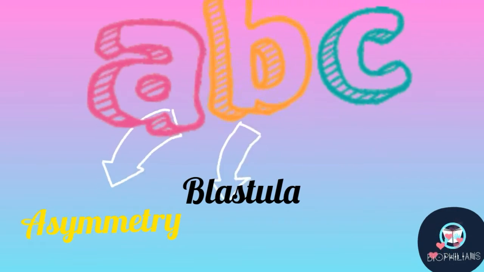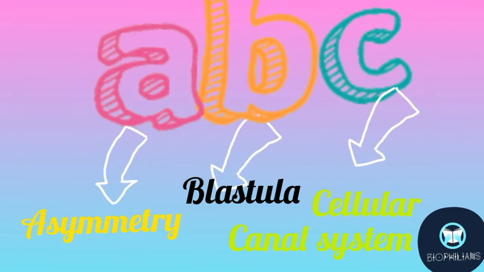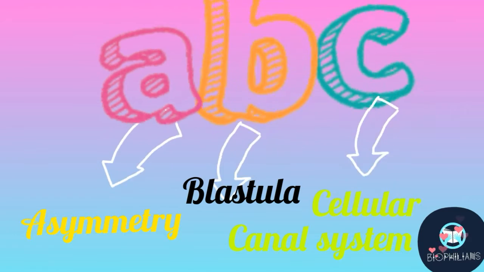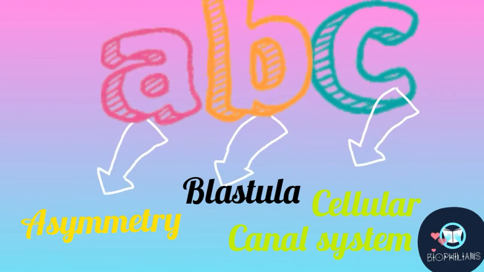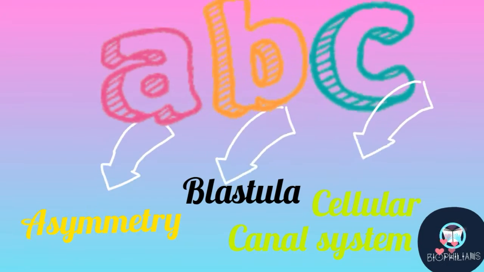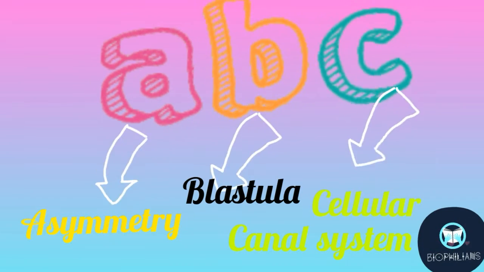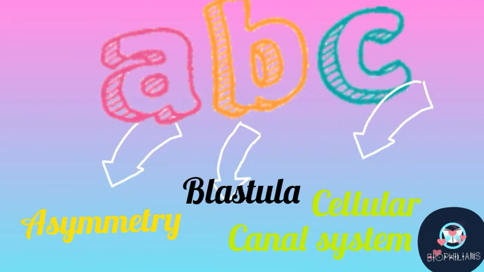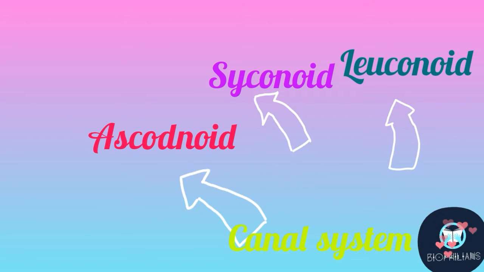So, B for blastula. C for cellular and canal system. It has a cellular level of organization, and the canal system is divided into three parts: asconoid, syconoid, leuconoid.